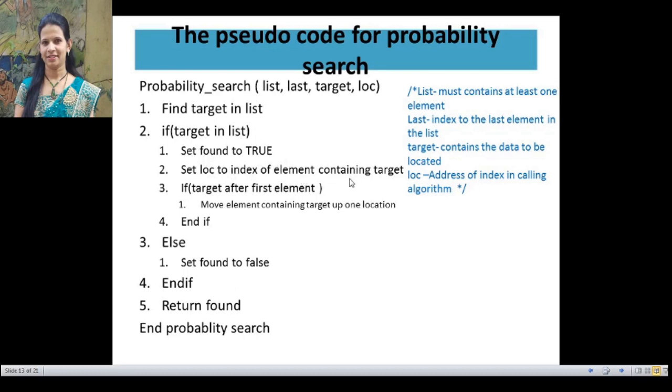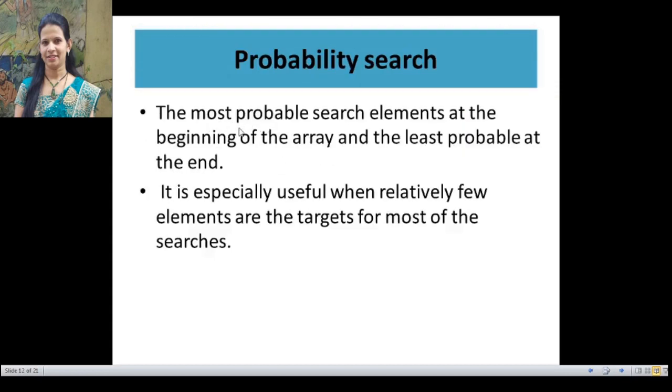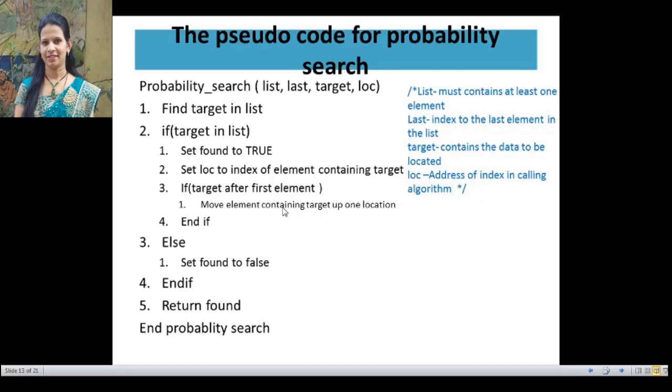Okay, set the location. Okay, then if target after the first element, at that time we need to move the element containing the target up one location. Okay, move this element, because our definition of probability search is most probable search element at the beginning. So we are moving this up. Then in if here, else set found to false. Otherwise return found and end probability search.